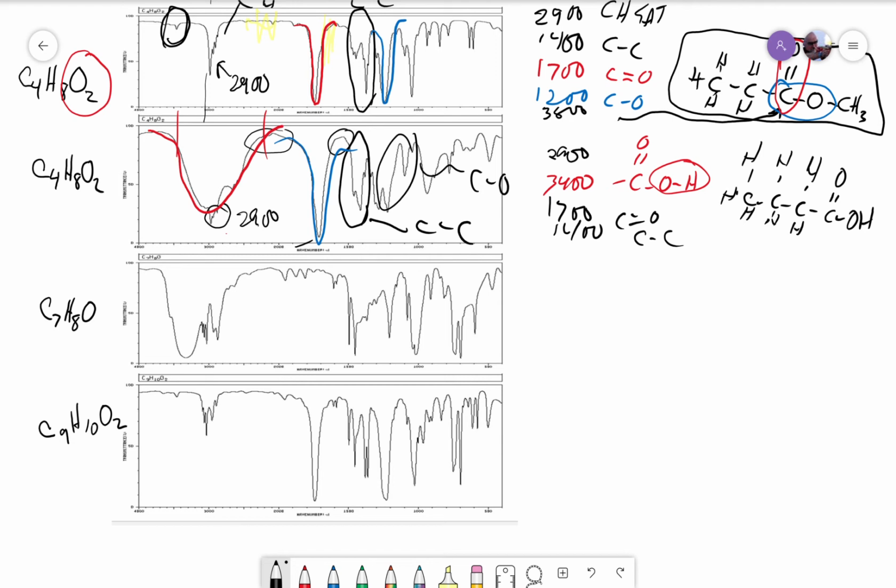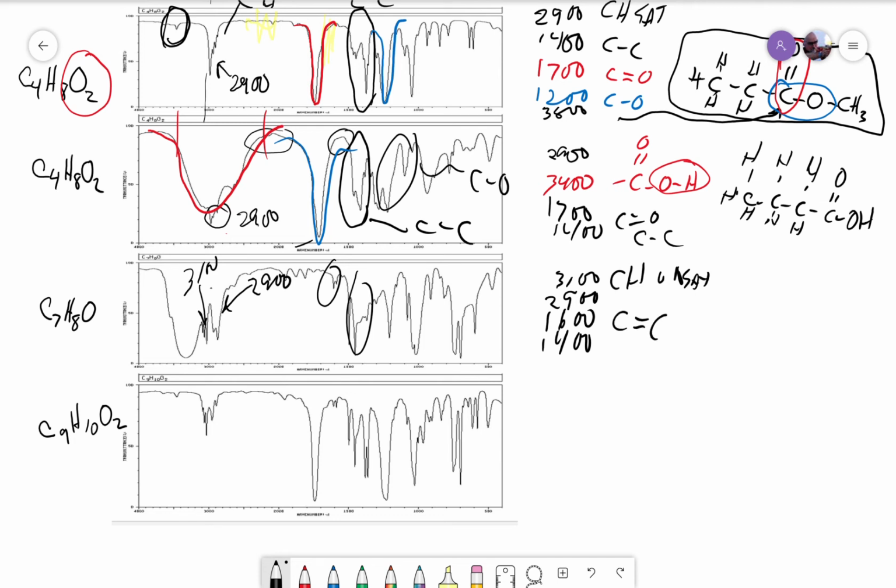Once again, if we start this next one, I can see a peak at 3100, and a peak at 2900. Peaks at 1600 and 1400 indicate to me that there is unsaturation with carbon-carbon double bonds present. So I have those peaks.